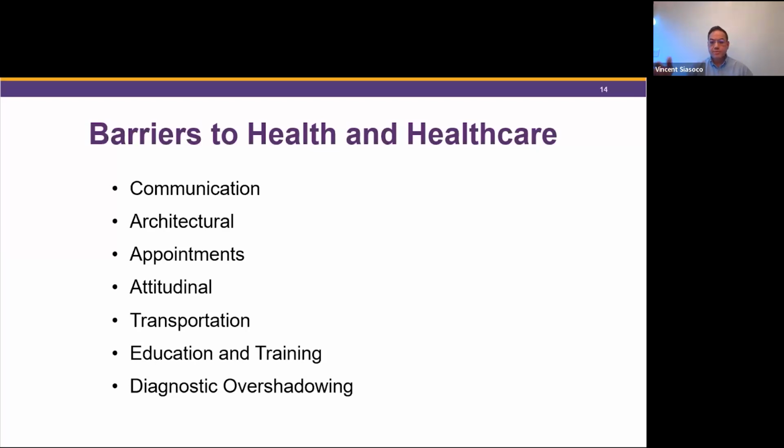There are multiple barriers. When we talk about communication, that's obviously an understandable reason why there's going to be a barrier. Is the individual verbal? Are they nonverbal? Are they dysarthric? How do they communicate? Do they use facial gestures? Do they use an augmentative communication device? Do they use hearing aids, sign language?